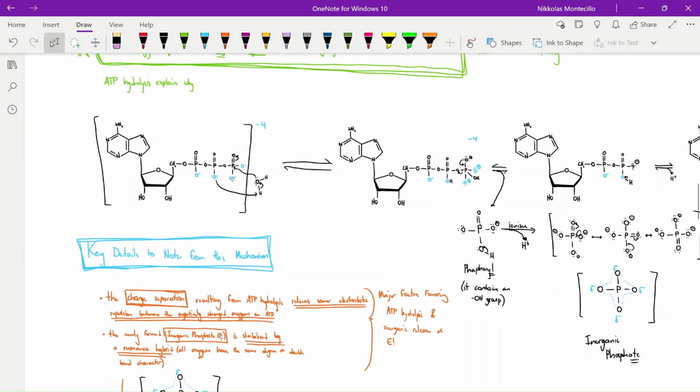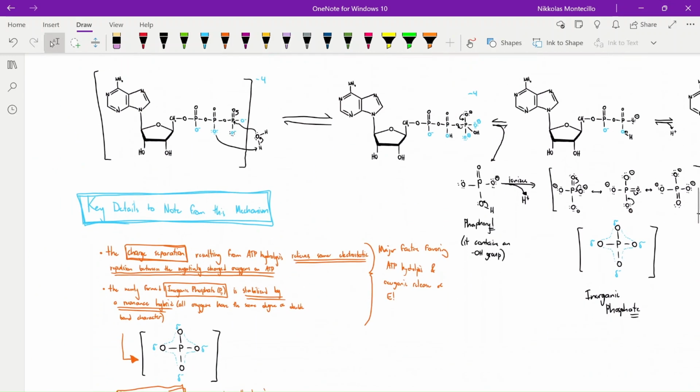Yeah, so this is just the notes explaining this mechanism. It's everything I've said, but yeah, the newly formed inorganic phosphate is stabilized by a resonance hybrid, right?